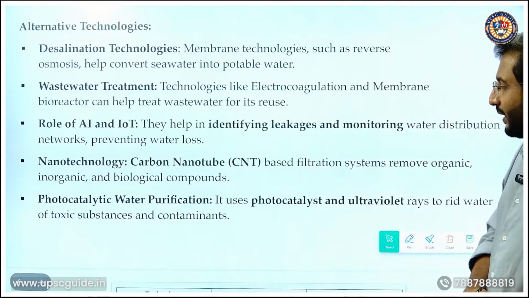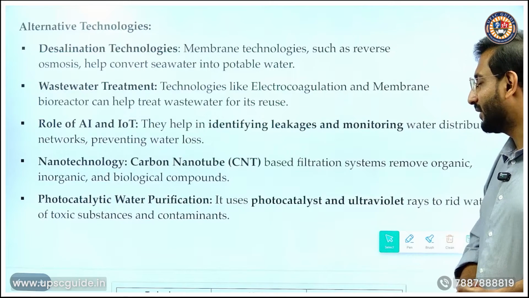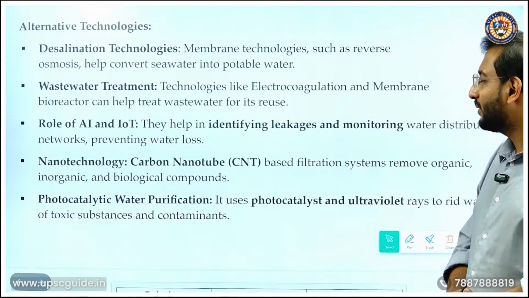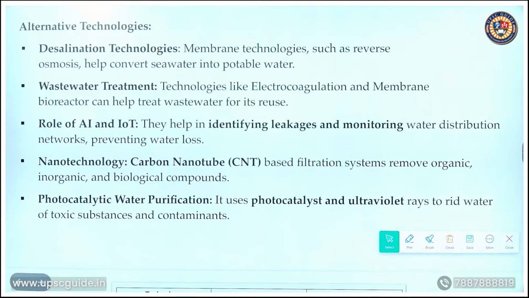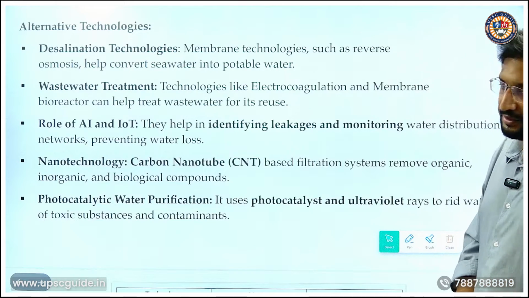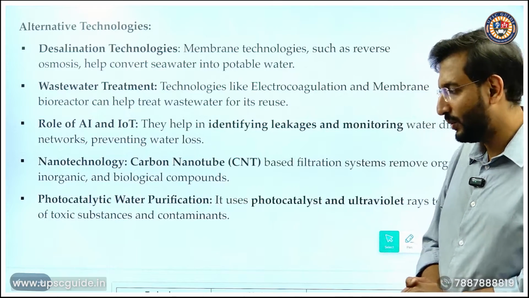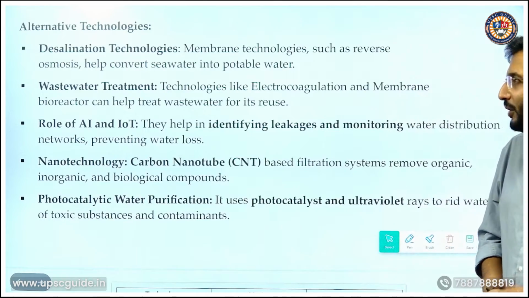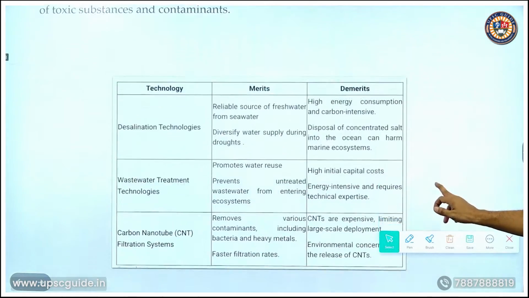And the last one is the use of photocatalytic water purification. It uses a photocatalyst and ultraviolet rays to get rid of toxic substances and contaminants in water. This is the same as your water filter that you use at home. Now moving to the next part, that is, what are the merits and demerits of such technologies.